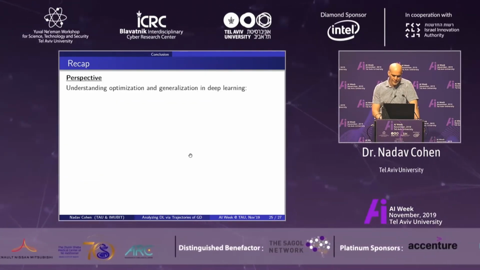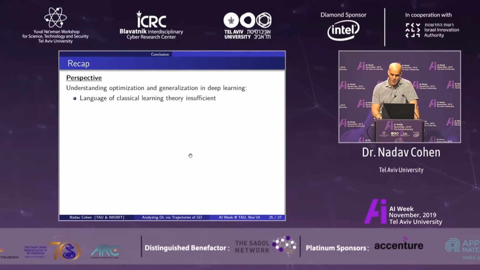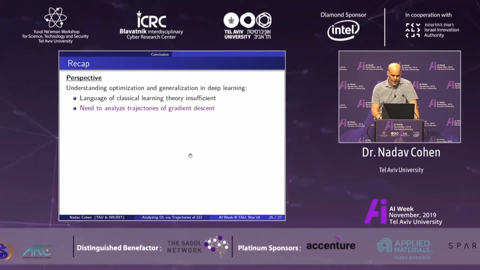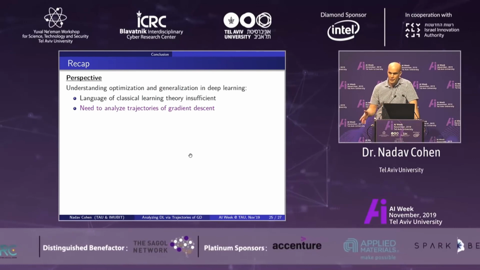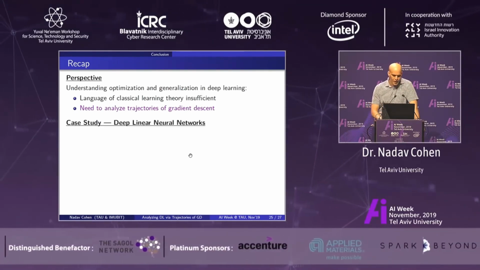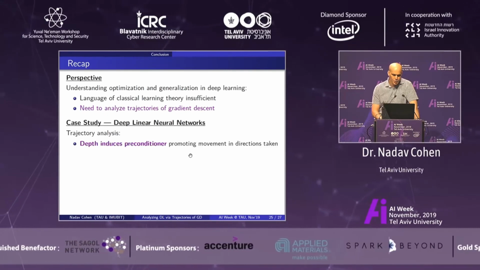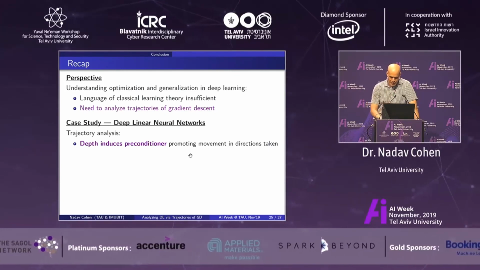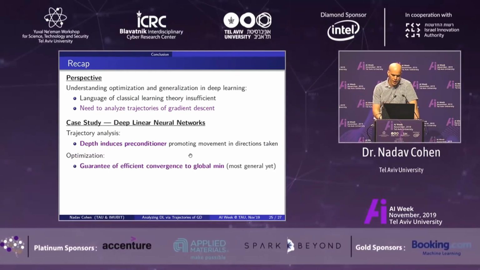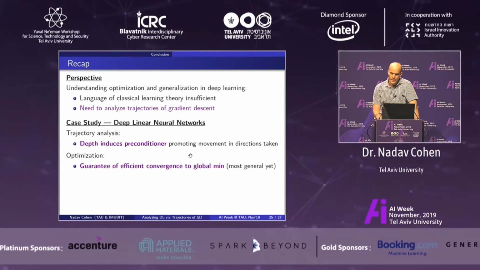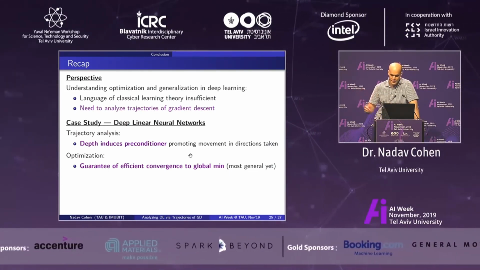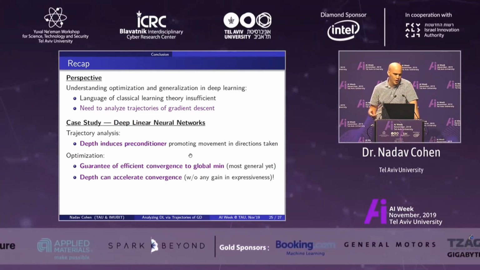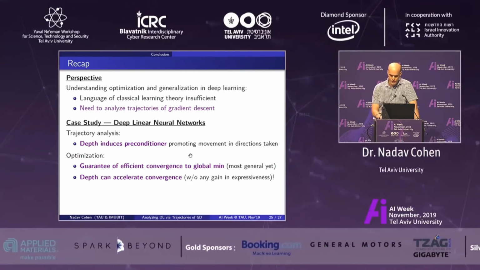So the perspective that I'm trying to convey here is that understanding optimization and generalization in deep learning through the language of classical learning theory is not necessarily possible. And it might be beneficial to look at the trajectories of gradient descent, look at the course of learning. We did this for linear neural nets. We showed by analyzing the trajectories that depth induces a preconditioner of a certain kind. And we used this to analyze optimization. We derived a guarantee of efficient convergence to global minimum, which to my knowledge is the most general guarantee of its kind. More surprisingly, we saw that depth could actually accelerate convergence, even though it gives you non-convexity, and even in settings where it doesn't give you anything in terms of expressiveness.